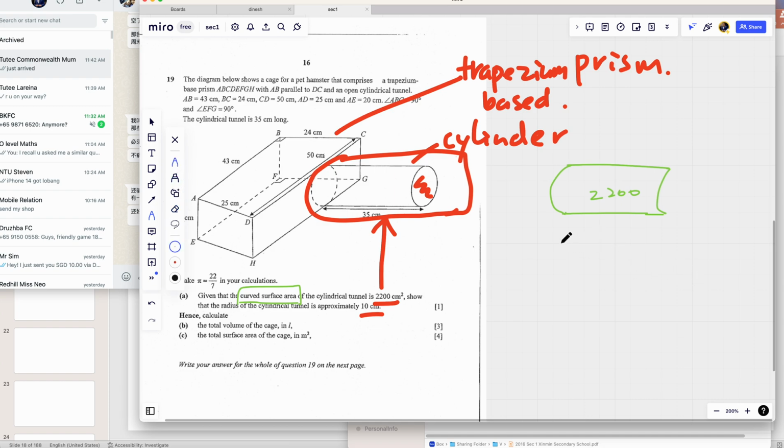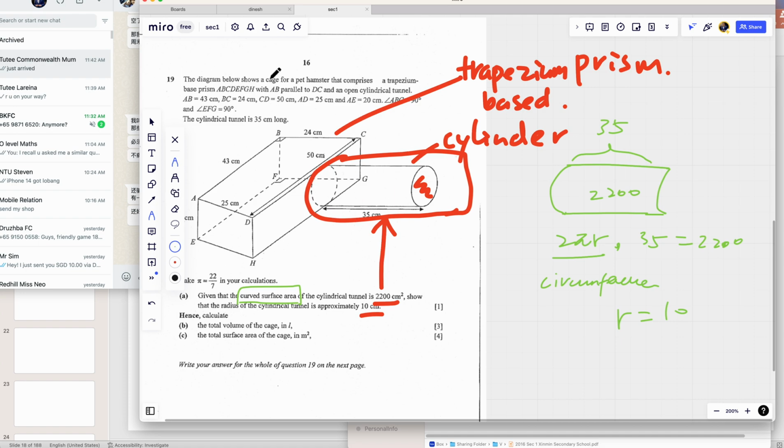So therefore, you use 2 pi r, which is the circumference, right? Times the length of this. That's why you get 2200. And therefore your r should be 10. Okay, so by the way, r is equal to 10. Then that's it. And then hence calculate the total volume of this entire thing.